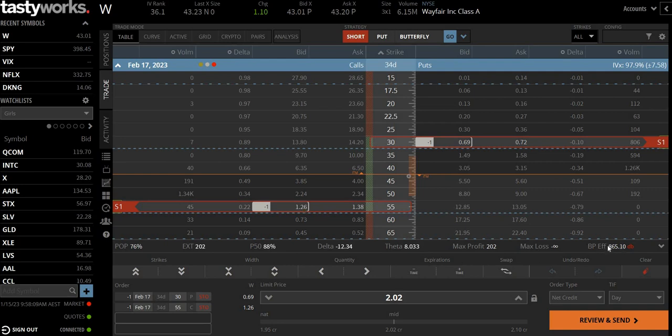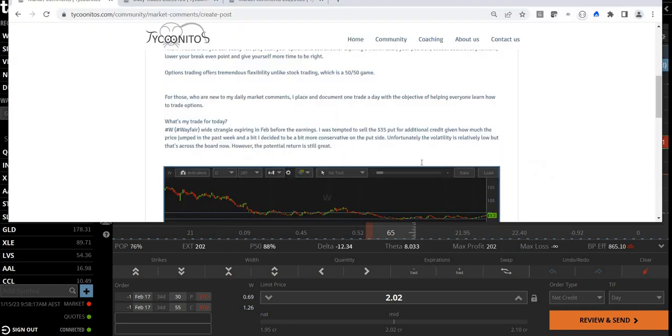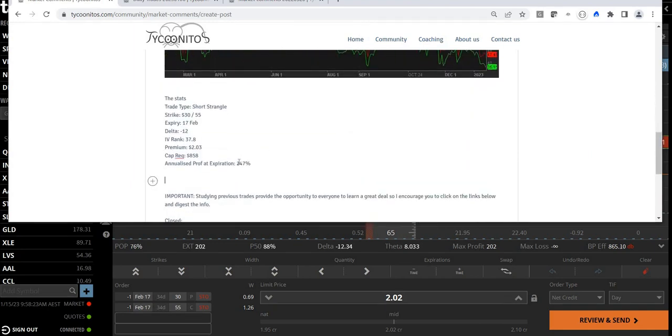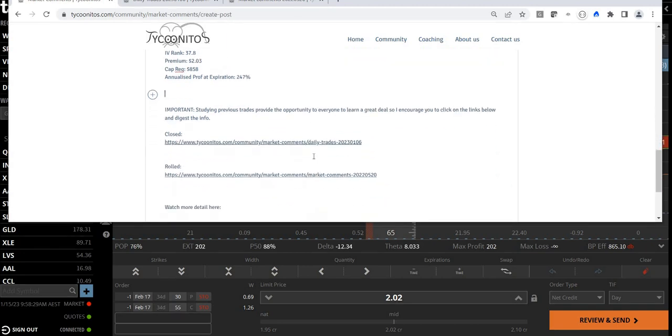The buying power that it uses at the moment is about 865. So it gives me a fairly high potential ROI of 247 if I keep it till expiration, but normally I don't keep it till expiration.